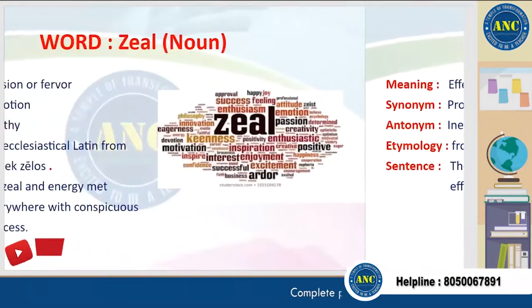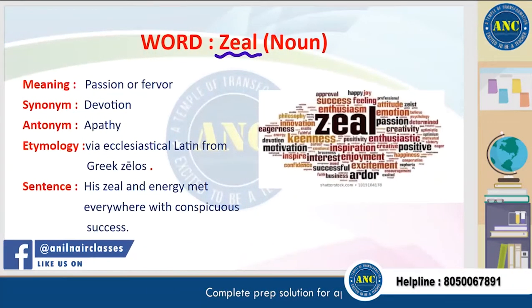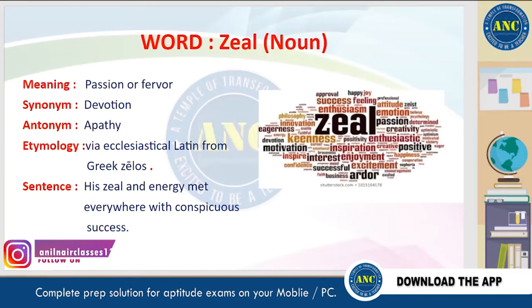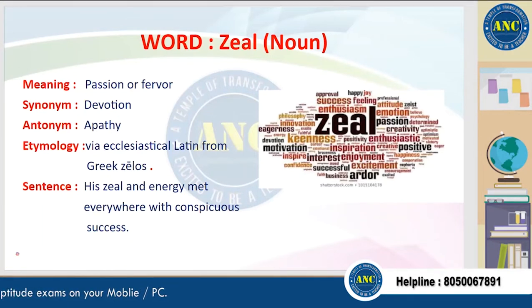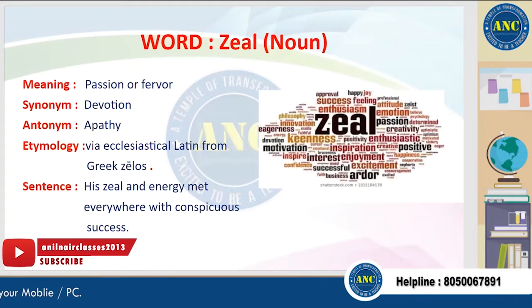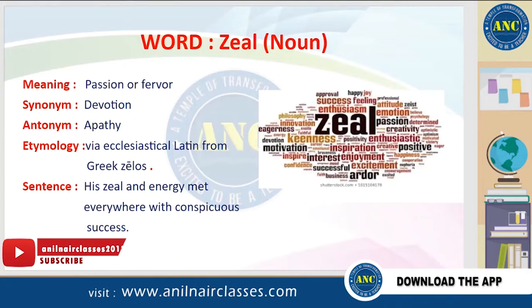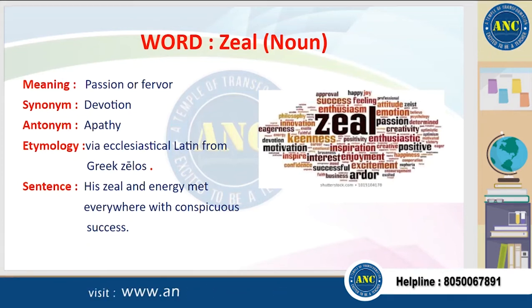Moving on to the next word, zeal. Zeal means passion or fervor. A synonym for this word is devotion, and an antonym is apathy. A sentence for this word is, his zeal and energy met everywhere with conspicuous success.